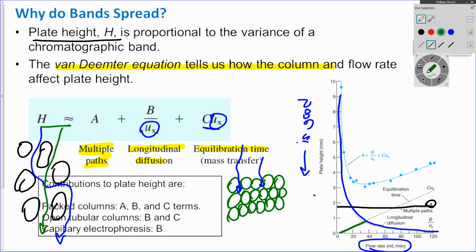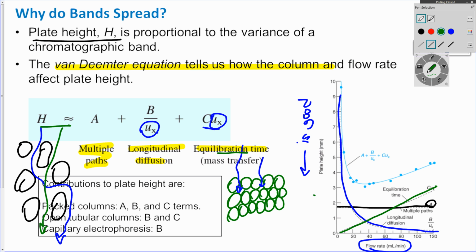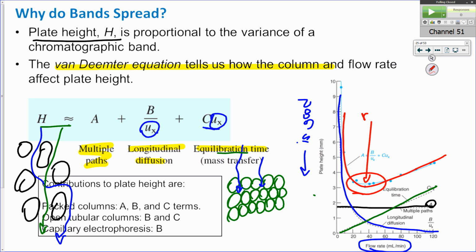But the other term that comes in is the equilibration time factor, the C term. The faster I'm going, the more the kinetics are not favored. It'd be better if it were static, like happens in a separatory funnel. So all three of those terms add together, and if I put all three of these pieces in there, the result is this type of shape. And this is called a Van Deemter plot. What it tells us is that where this is the lowest, the minimum, is the best flow rate.